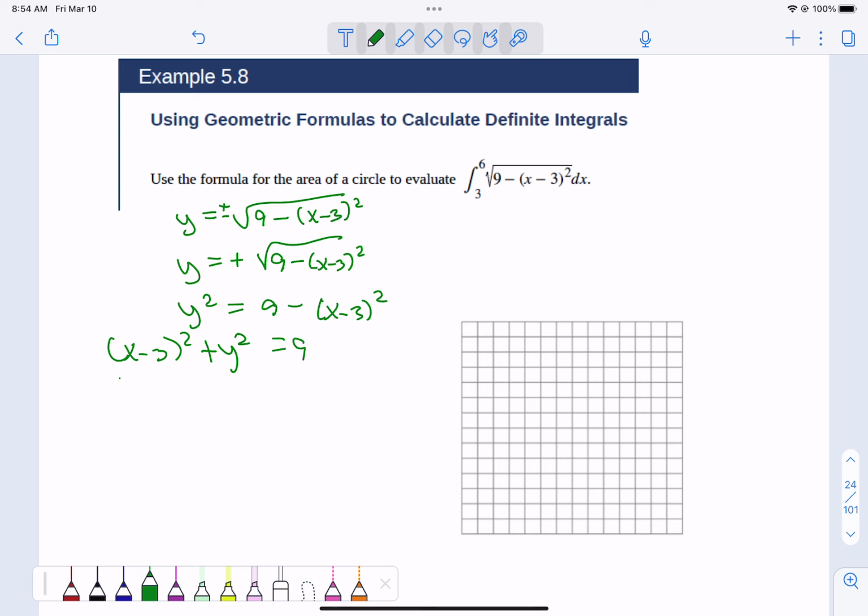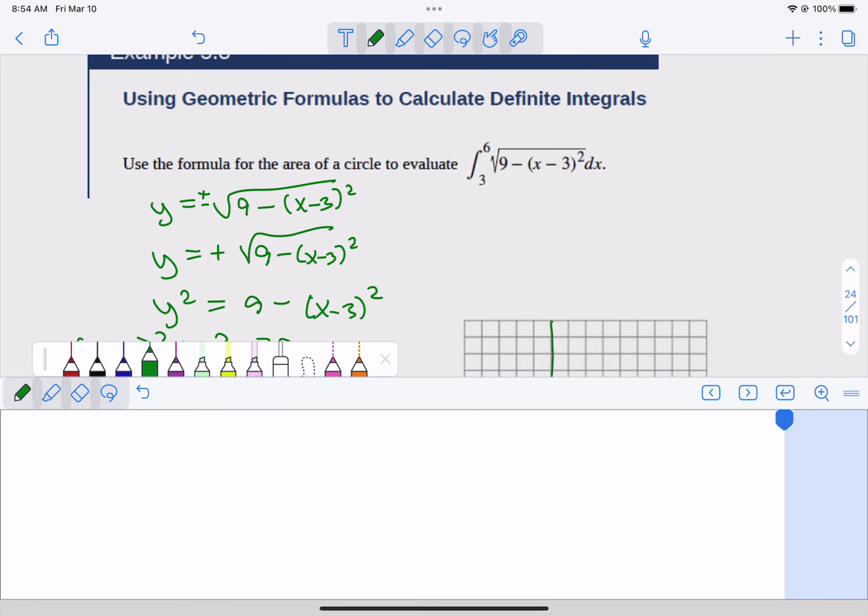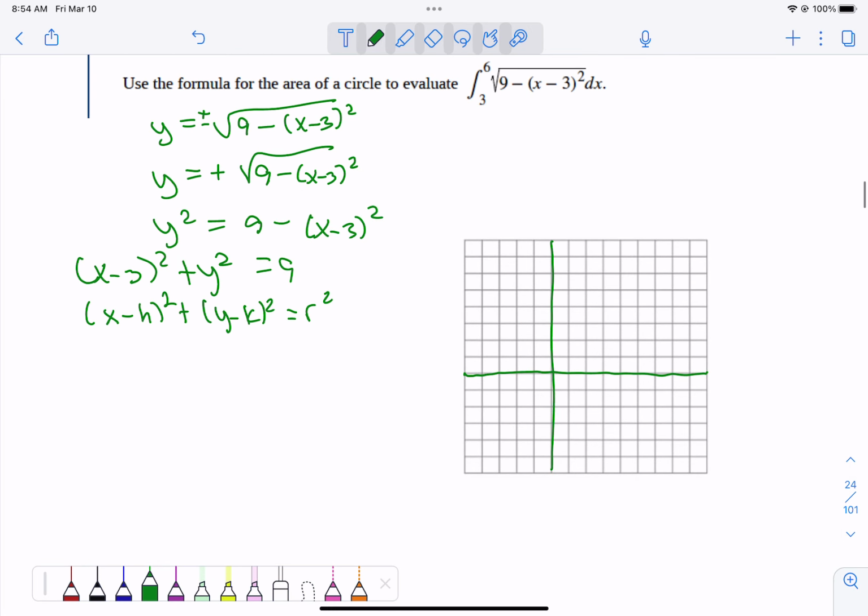You might recall from back in geometry, pre-calc, algebra 2, wherever you did it, that x minus h squared plus y minus k squared equals r squared. That is the formula for a circle. So the first thing we need to do, let's graph the whole circle, and then I'll show you what portion we actually have, okay? So the center of the circle is at 3, 0, right there. The radius is the square root of 9, or 3. So it's going to go 3 up, 3 down, 3 left, 3 right.